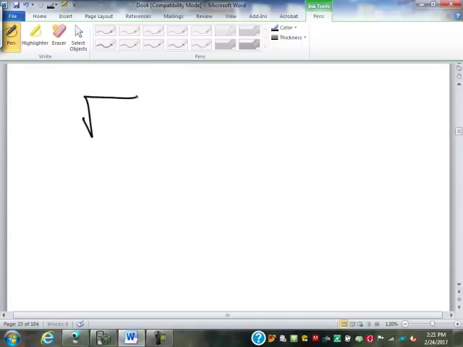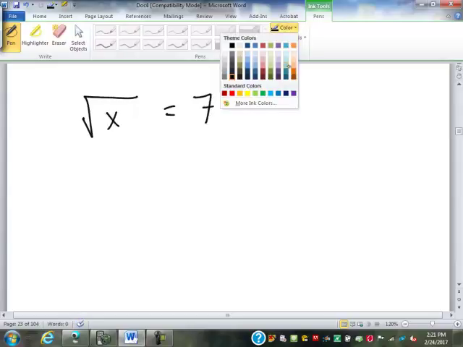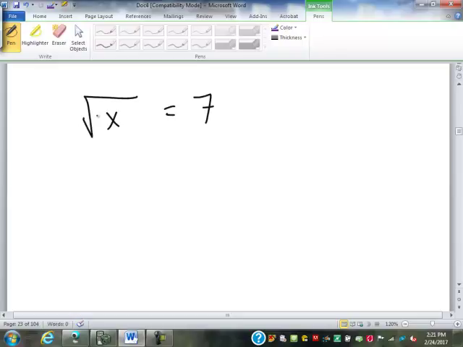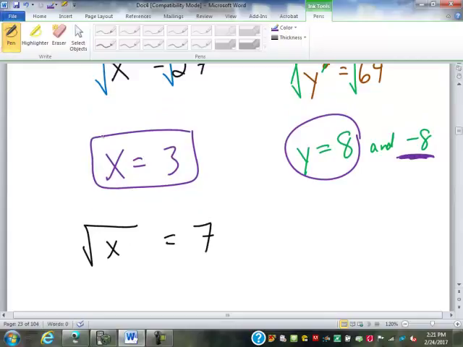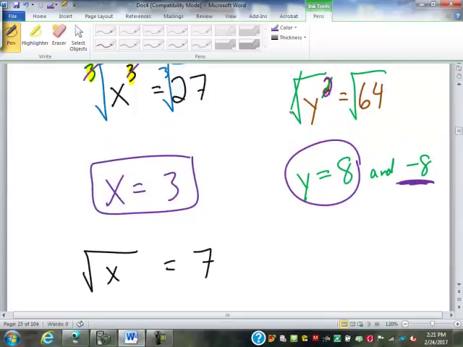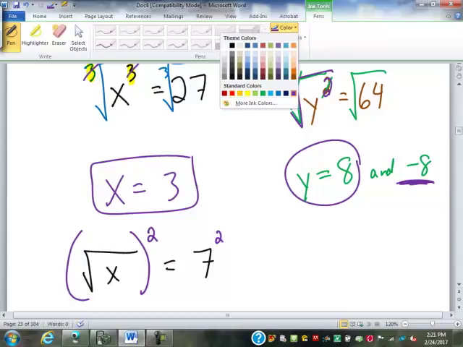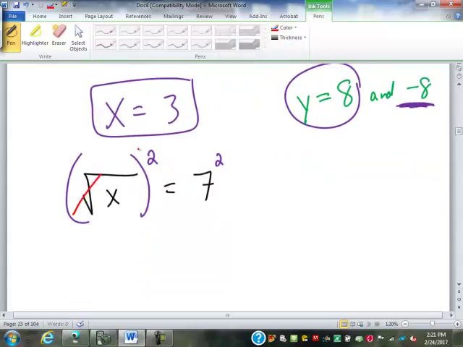Now let's look at one like this first. If the square root of x equals 7, how do I get rid of that square root? If I got rid of squared by using a square root, I get rid of the square root by squaring it. Very good. So the square root and the squared cancel out, leaving me with x. 7 squared is 49. Wonderful.